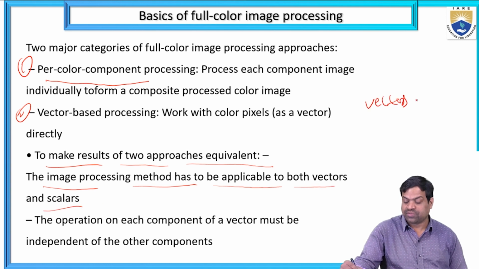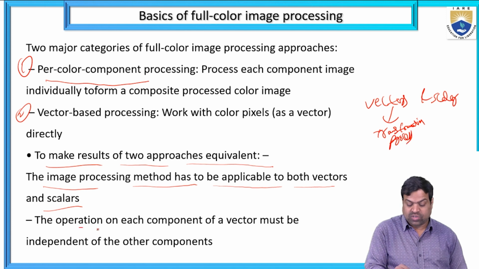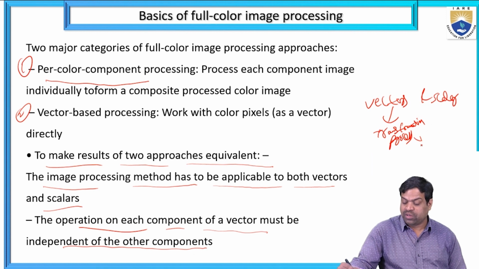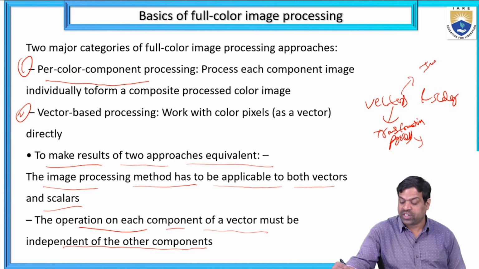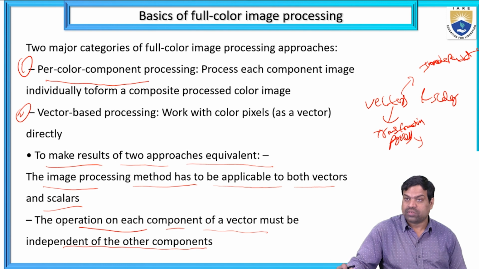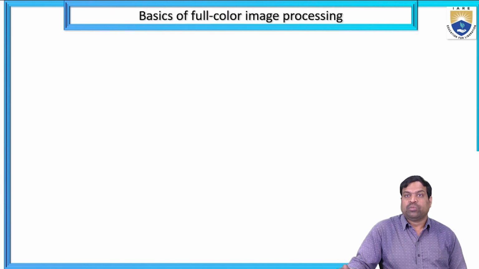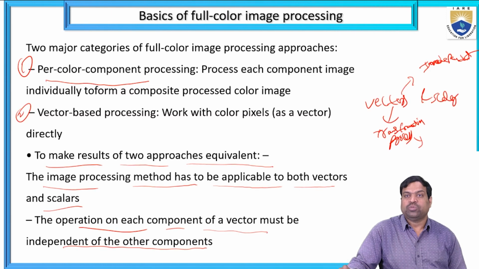So vectors and scalars. Vectors means transformation technique. The operation on each component of the vector must be independent of the other components. So when I am using the vector, it is independent. So that is the basics of full color image processing.